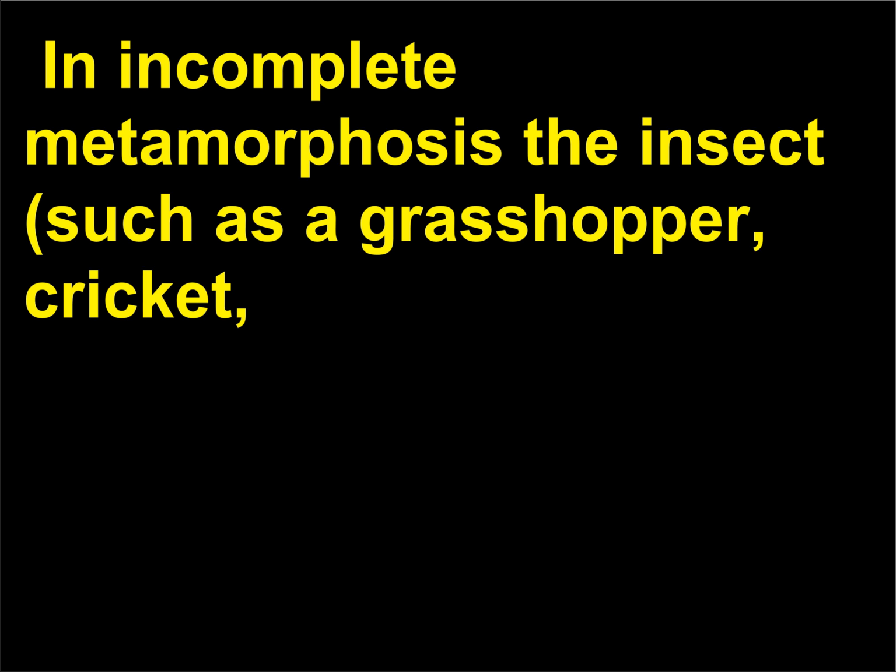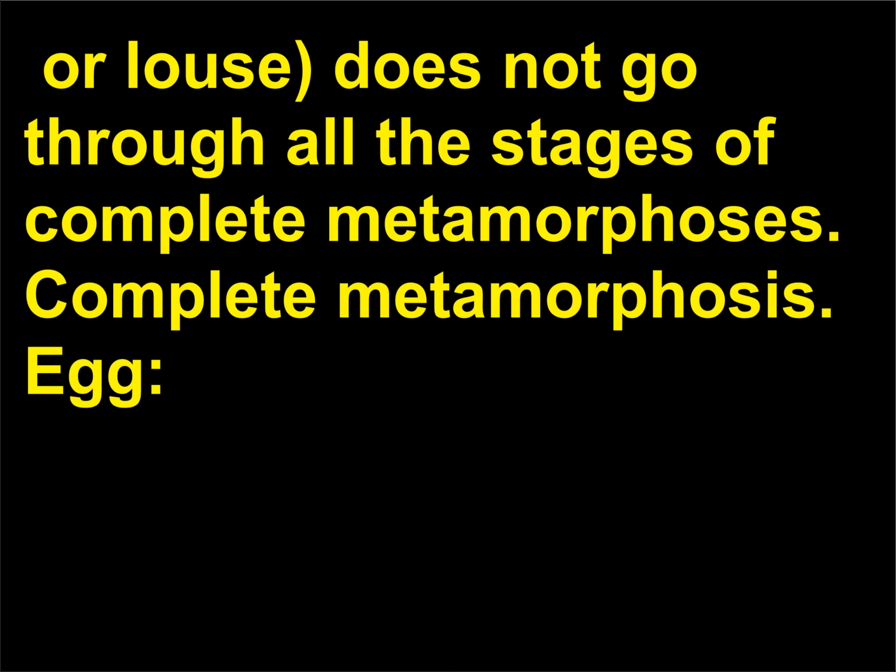In incomplete metamorphosis, the insect, such as a grasshopper, cricket, or louse, does not go through all the stages of complete metamorphoses.